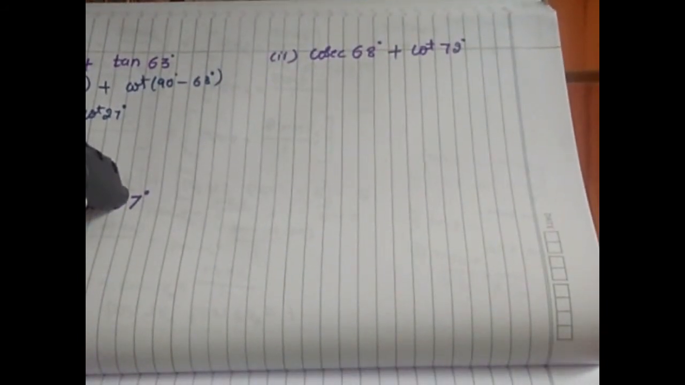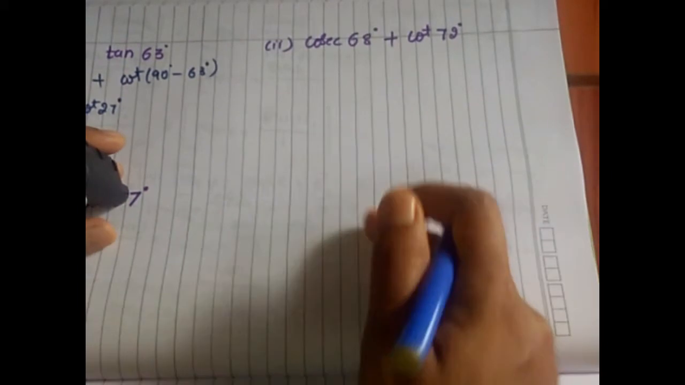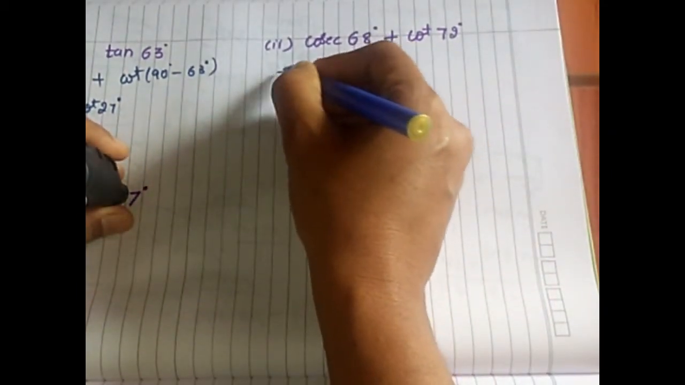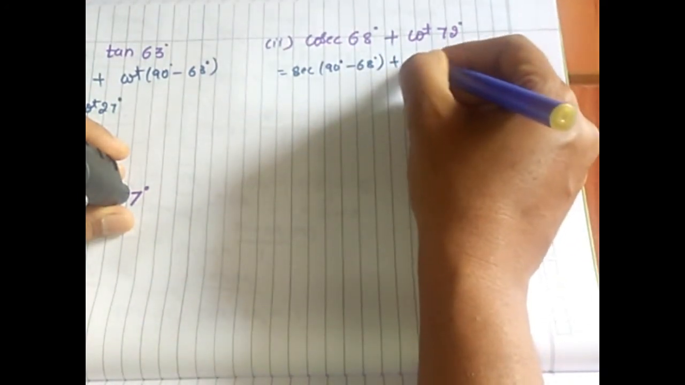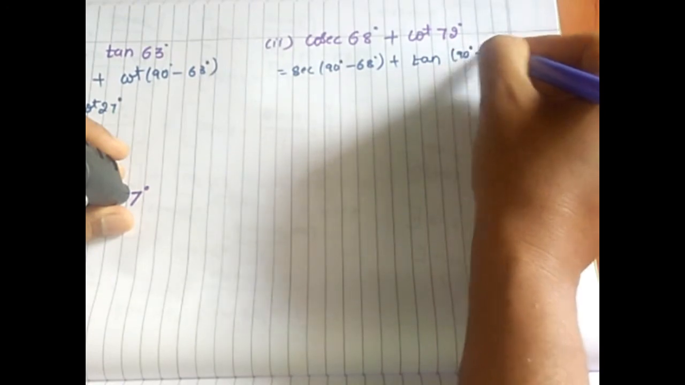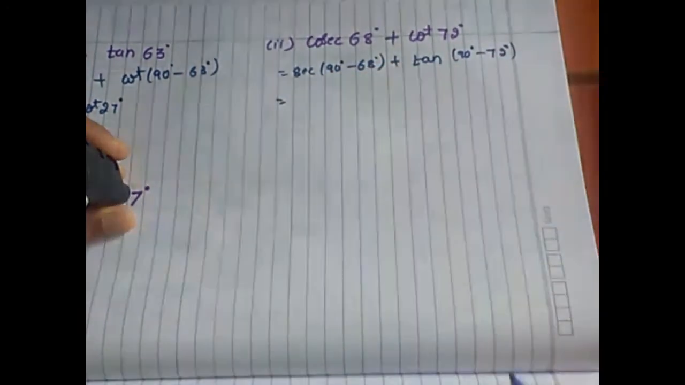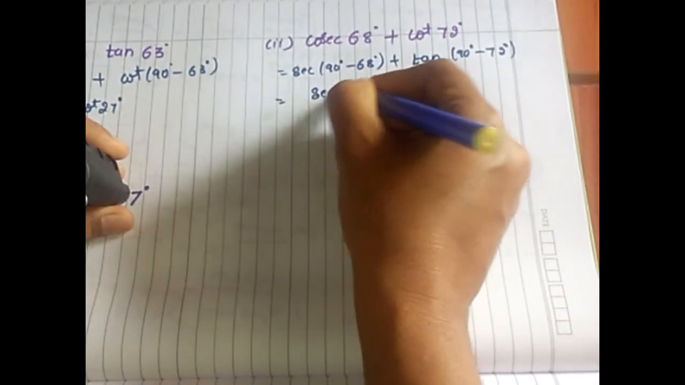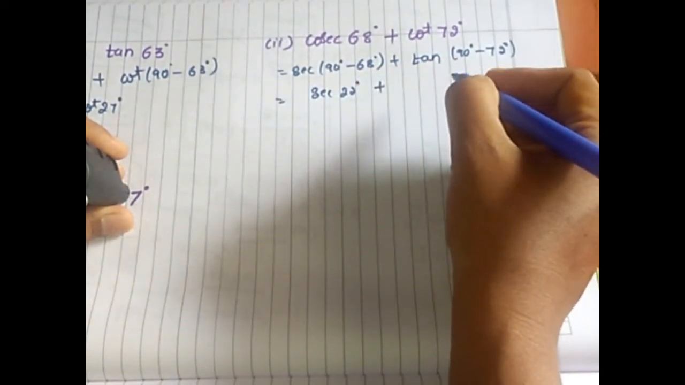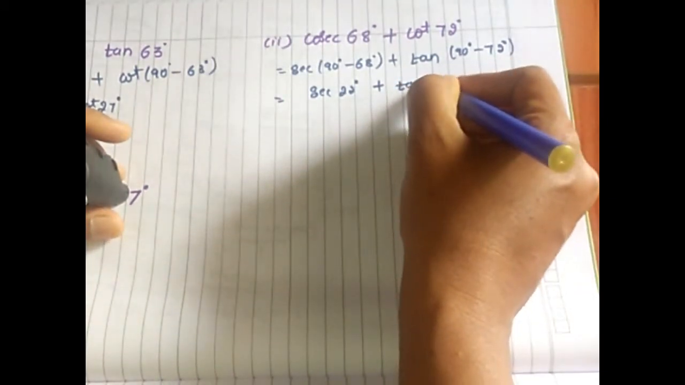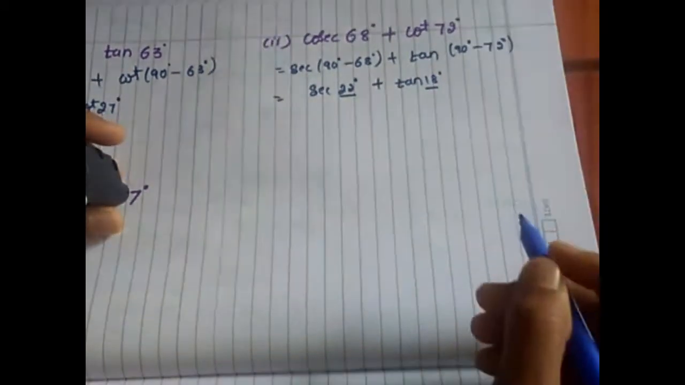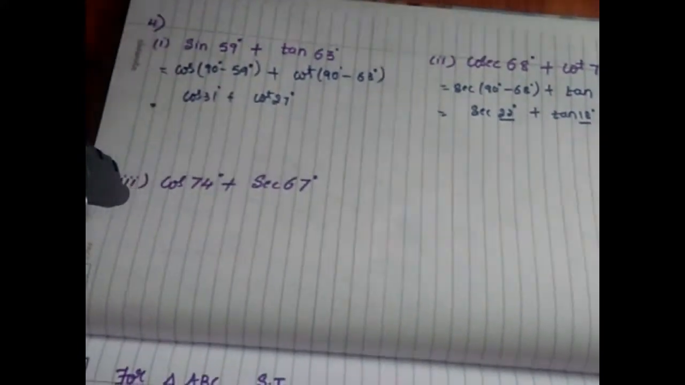Next, question number 2. Cosecant 68 minus cot 72. Cosecant can be written as secant 90 minus theta, and cot can be written as tan 90 minus theta. So what is 90 minus 68? That is 22 degree. 90 minus 72, that is equal to 18. So do the calculation carefully, children. This is equal to tan 18 degree. Here also my theta value is between 0 and 45.